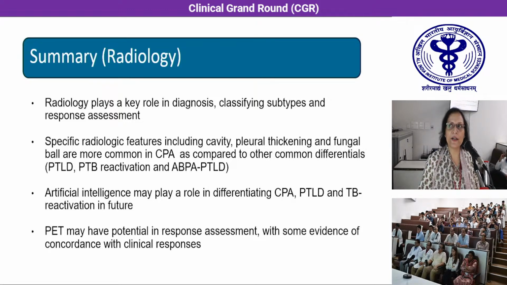AI has a role in differentiating between these very similar entities and may have a role in future, as can be explored. FDG PET may have a potential in response assessment, as we have seen in the few publications that have come up in the recent past.